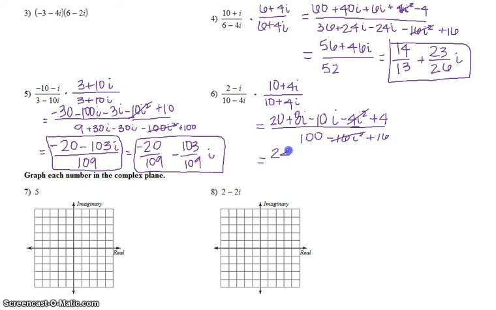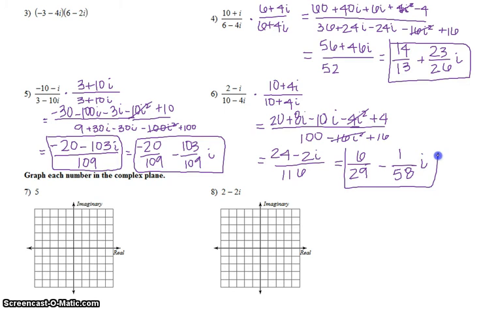On top, that's 24 minus 2i over 116. 24 over 116 will simplify to 6 over 29. And then 2 over 116 is just going to simplify to 1 over 58i. So that's my final answer.